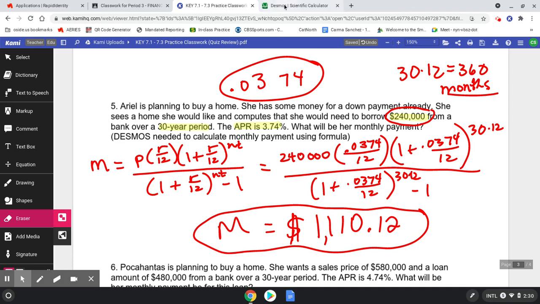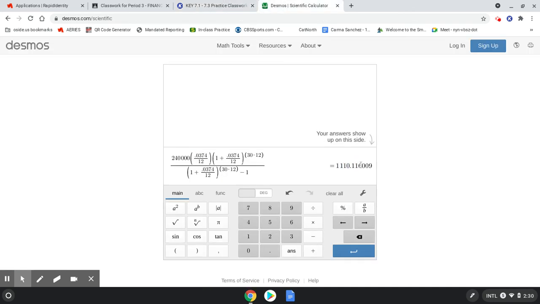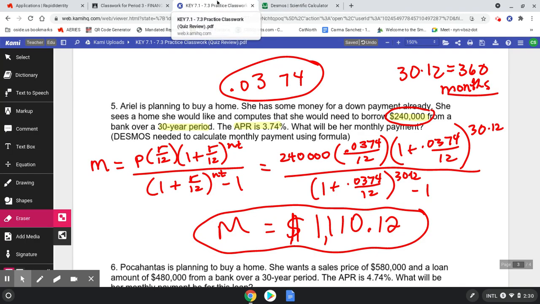Anyways, this is the same old monthly payment formula that you're used to plugging in for the car payment, for the credit card, etc. But now we're using it for calculating house payments. And please insert your Desmos work if you're typing into the Google Doc. How'd you do?